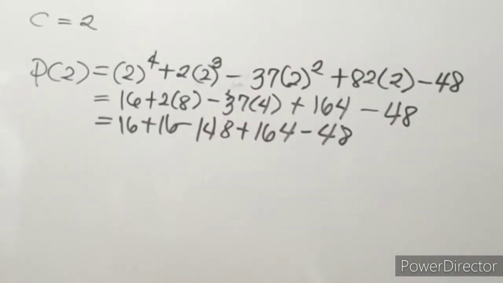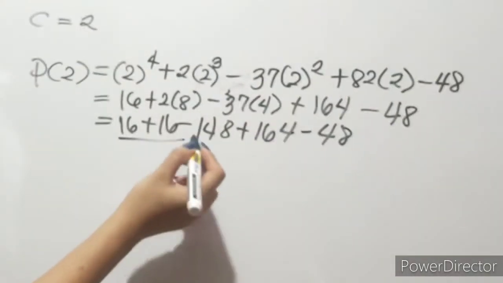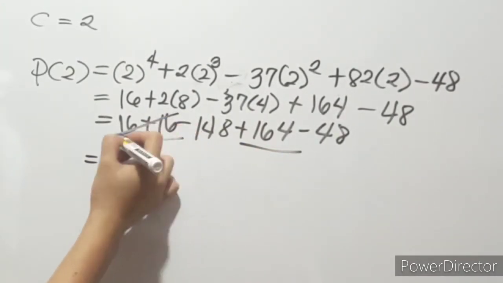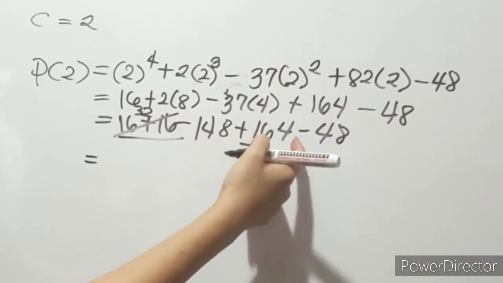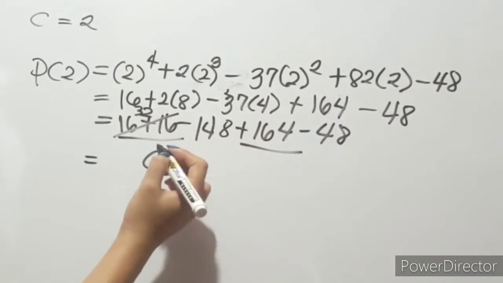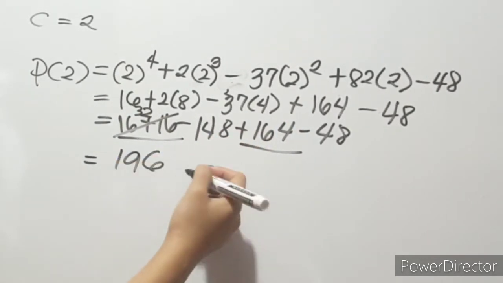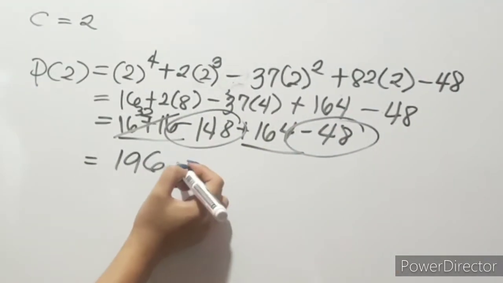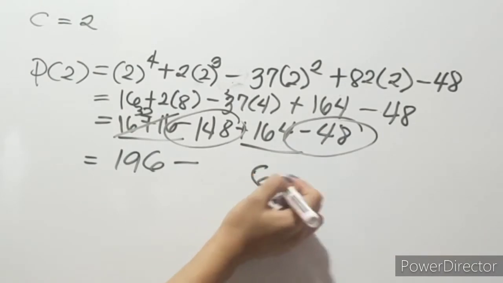Okay, and then combine muna natin yung mga same sign, which is ito and then ito. So we have, this becomes 32. Let's add this, so 196. And then yung negative natin, i-combine din natin. So negative 48 plus 48, 0, correct.